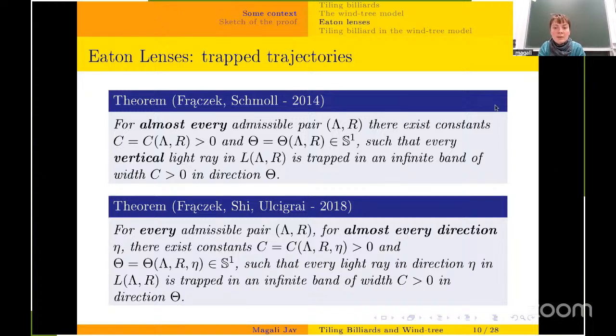Okay, so in the first statement, we assume the initial ray to be vertical because it doesn't matter. We can just turn the system. And in the second theorem, since the system is fixed, then we have to say almost every direction. This is not every trajectory like that, but for every admissible pair and for almost every initial direction, there is a strip in which the trajectories are trapped.